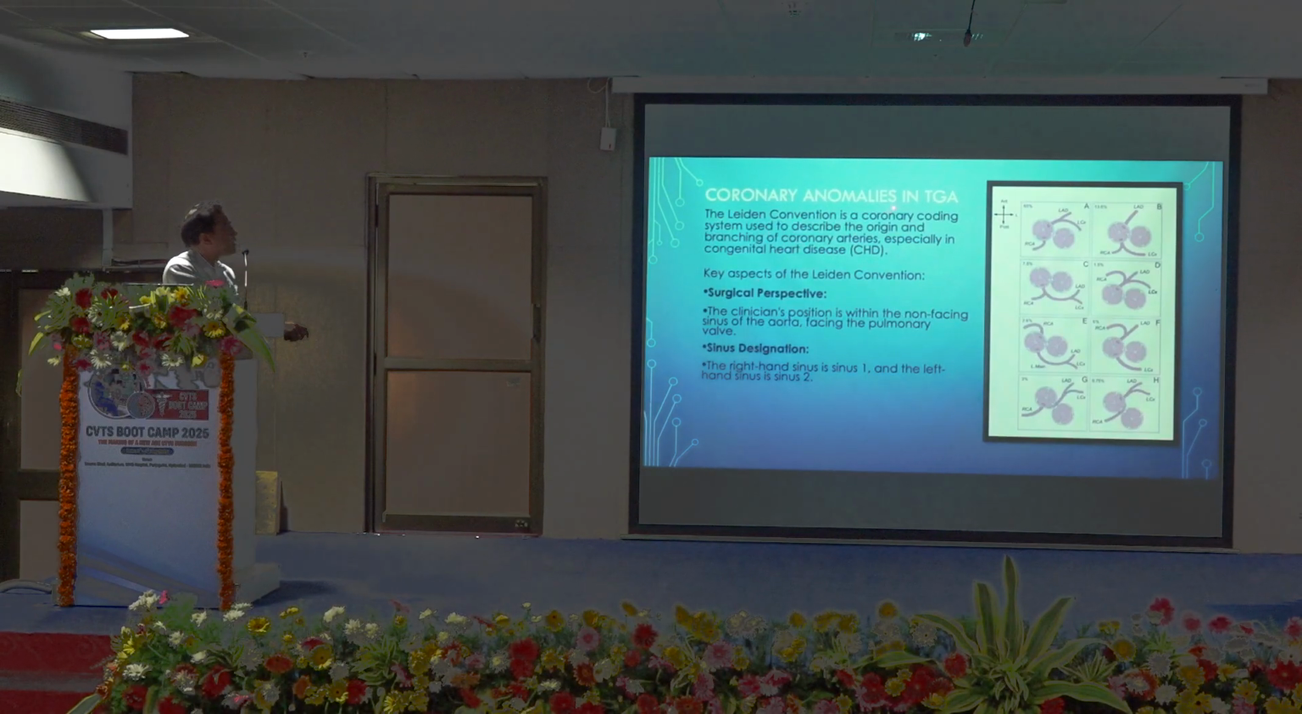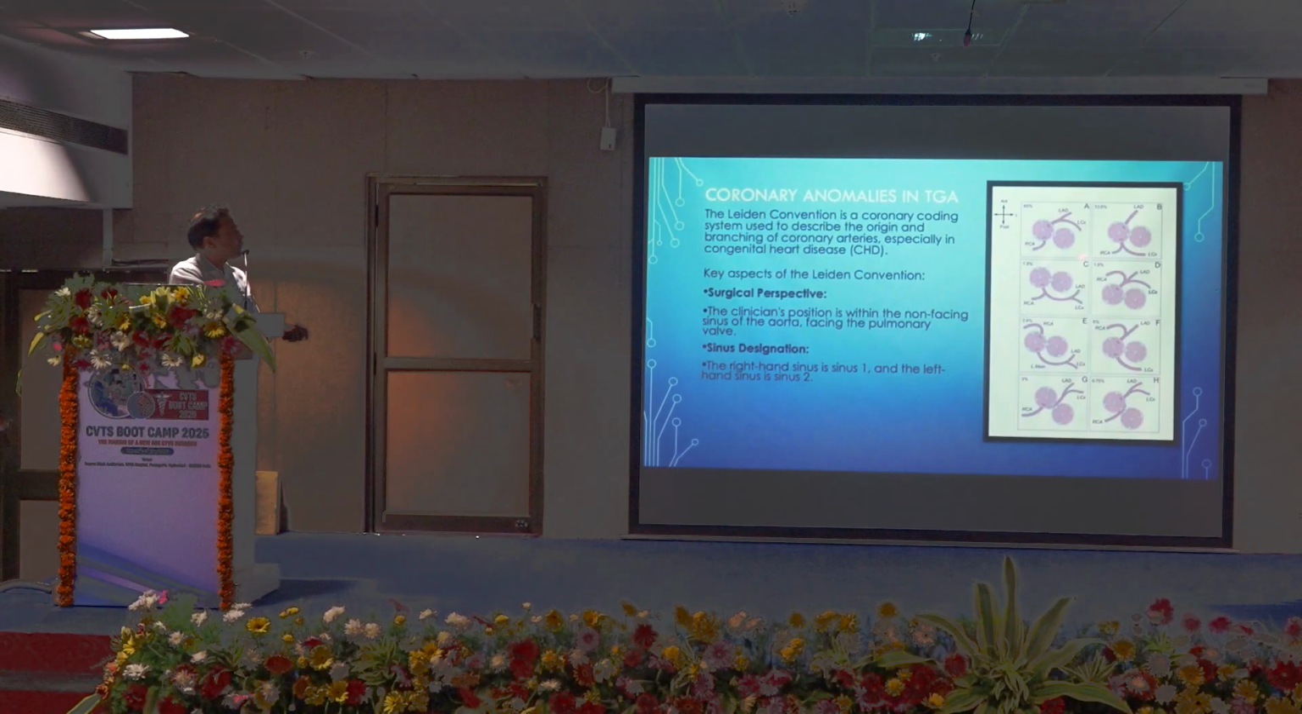There is a Leiden convention for coding the coronary artery system. It describes the origin and branching of the coronary arteries. How it is described: the clinician has to stand on the non-facing sinus of the aorta and face towards the pulmonary valve. The right-sided sinus is called sinus 1 and the left-sided sinus is called sinus 2. So based on that, the cardiologist describes which coronary artery is arising from which sinus.